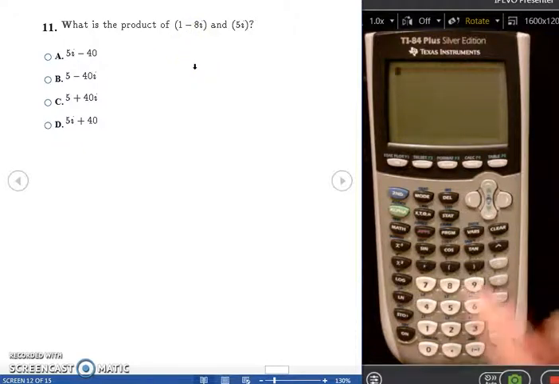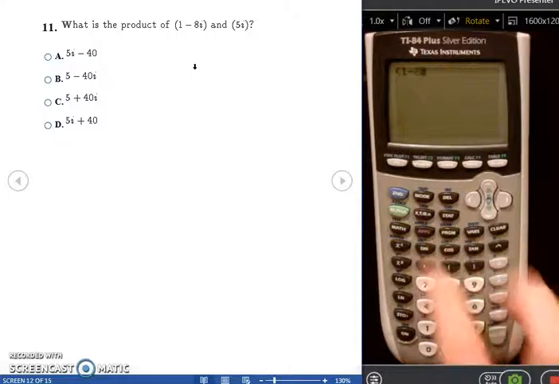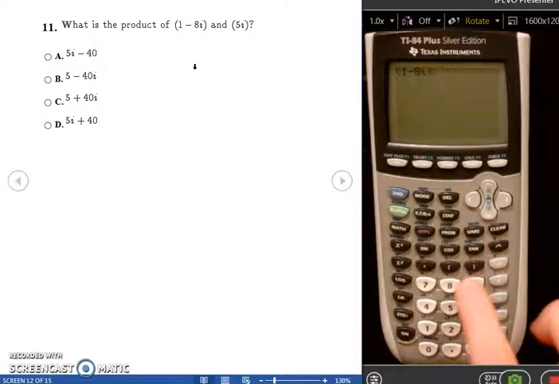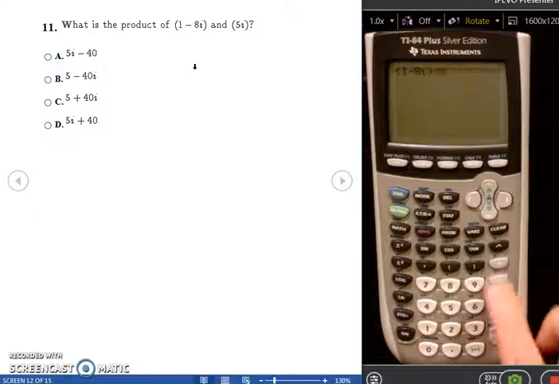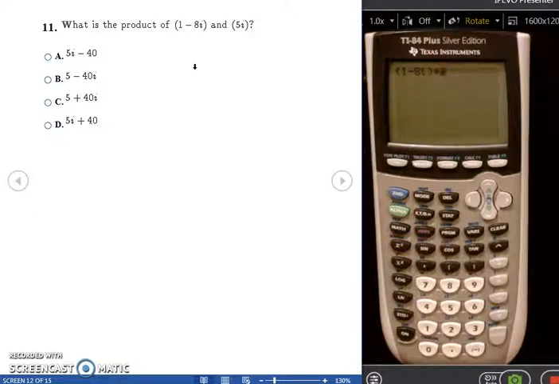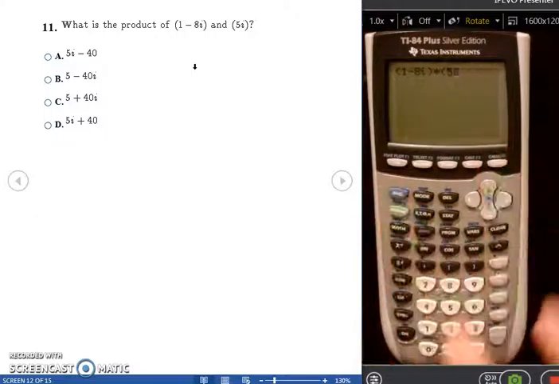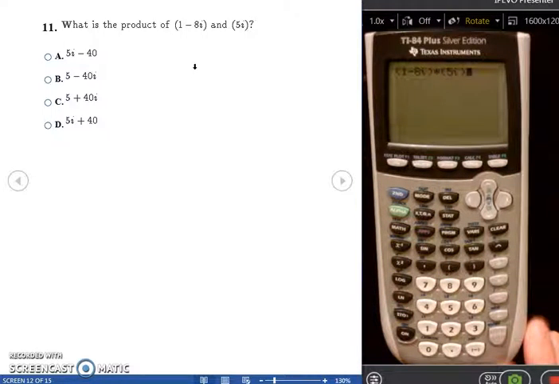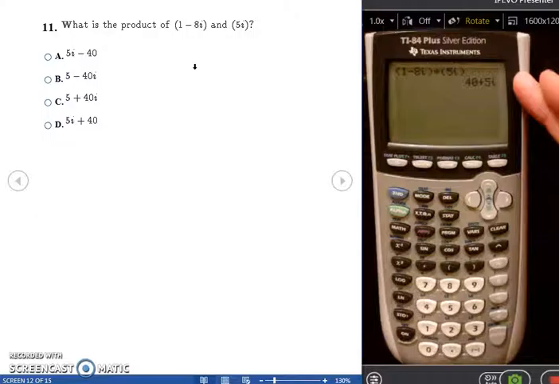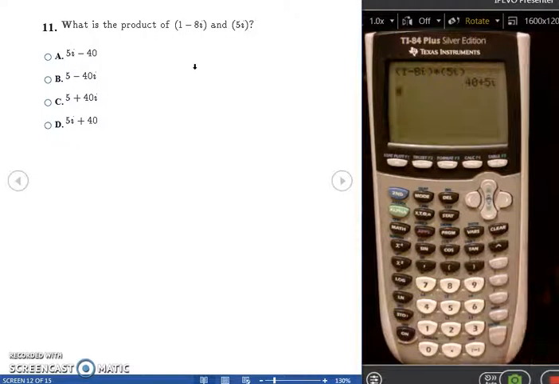And once I do, I just type the first number in, 1 minus 8i, in parentheses, times, because it says to multiply them by saying the word product, parenthesis 5i, end parenthesis, and I press enter, and I can see there that my answer is 40 plus 5i, which is going to be choice D. They just wrote it the other way around, but that's okay because you can add in any order.